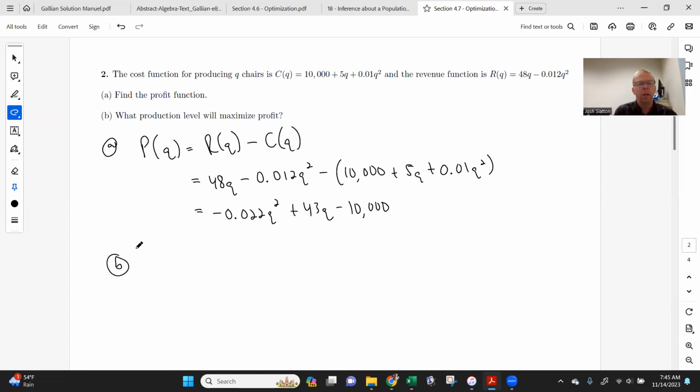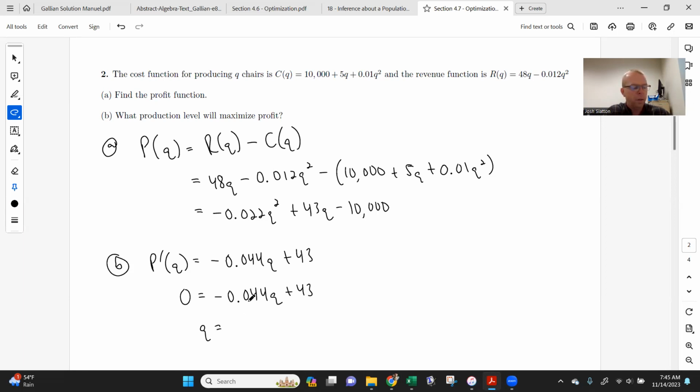What production level will maximize profit? So we need to take the derivative and set it equal to 0. So P prime will be negative 0.044 Q plus 43. Set it equal to 0. And we get Q equals 977.